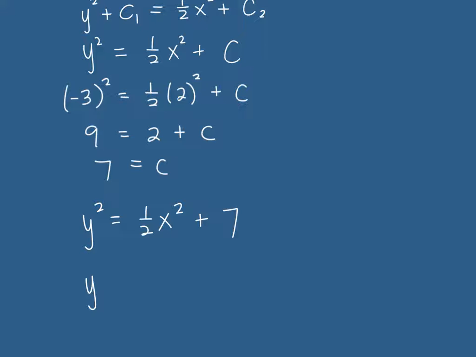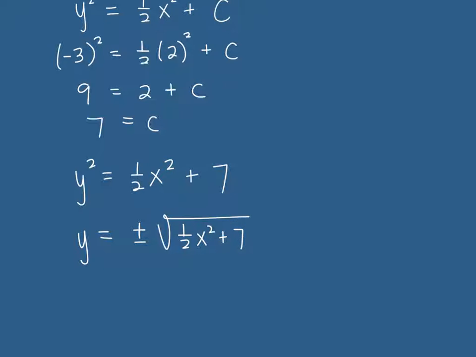What do I do to both sides to get y by itself? Square root. What goes in front of every square root? A plus or minus. So this is the plus or minus square root of the quantity 1/2 x squared plus 7. Now this fails the VLT because a plus or minus square root looks like that. It has an upper piece and a lower piece. So this fails the VLT right now. So what we need to do is figure out which part to keep. Are we keeping the upper half or are we keeping the lower half?